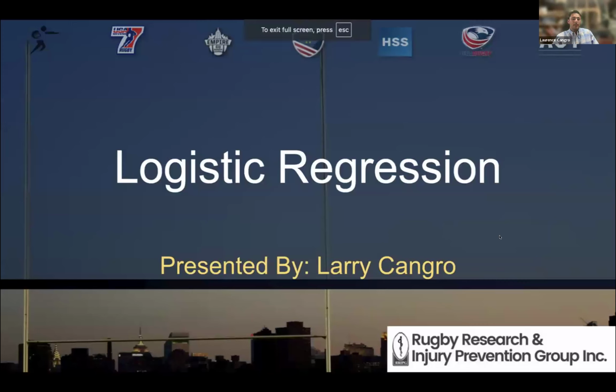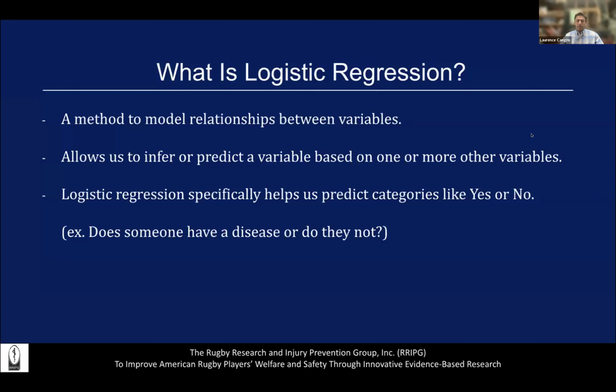All right, so I'll be presenting on logistic regressions. First, I'll start by talking about what is logistic regression. It's a method to model relationships between different variables. It allows us to infer, predict a variable based on one or more other variables. And specifically for logistic regressions, this will help you predict categories like yes or no, those two-sided variables. Like if somebody has a disease or if they don't have a disease.